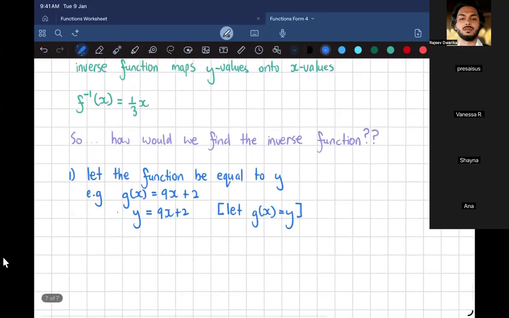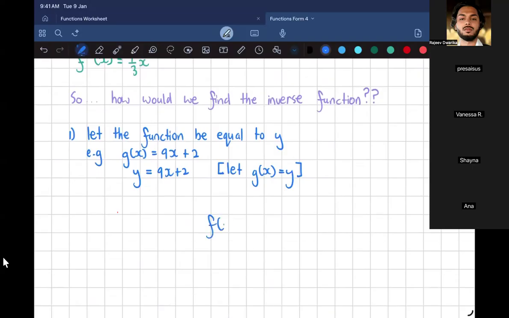So let me ask that question. If I had a function f of x is equal to 9x, what would I write that as? Somebody tell me. If I say let the function be equal to y, how would I write that? Y equals 9x. Right. I would write y is equal to 9x.